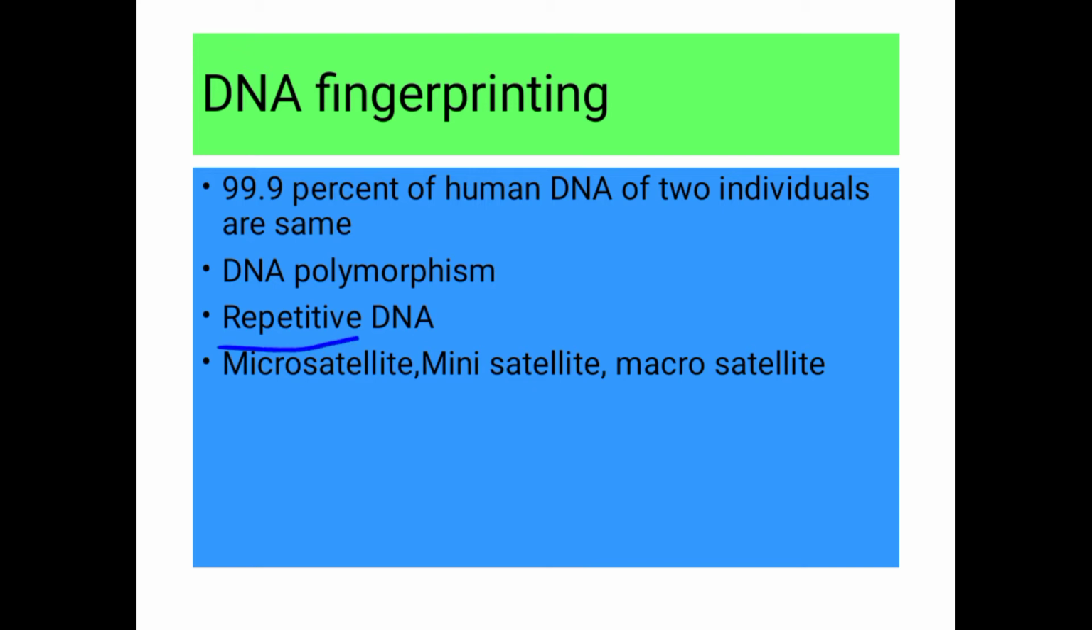So DNA fingerprinting identifies or focuses on certain specific regions in DNA that are known as repetitive DNA. This technique entirely depends on a kind of fragments known as repetitive DNA. Is it clear?